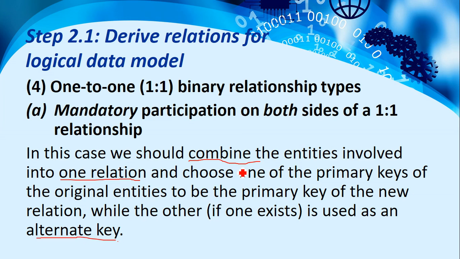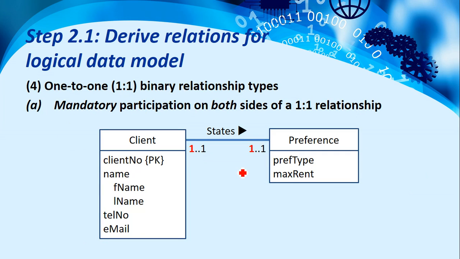Okay, so I have an example right here. Let's say client states preference. A client states one and only one preference, and a preference is stated by one and only one client. How do we know that the participation is mandatory? It's because of this one.